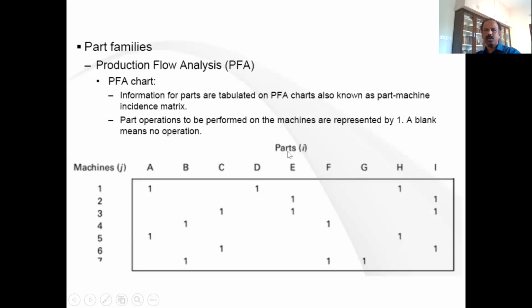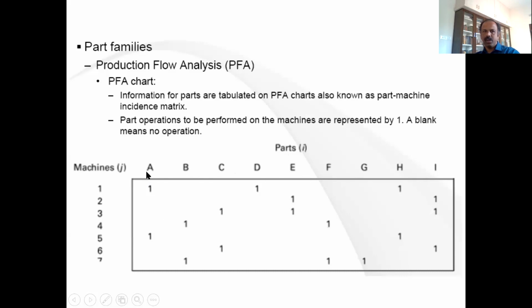So we have parts, which are identified by a subscript i. Then machines are identified by a subscript j. In this table, there are parts A, B, C, D, E, F, G, H, I, and there are machines 1 to 7.